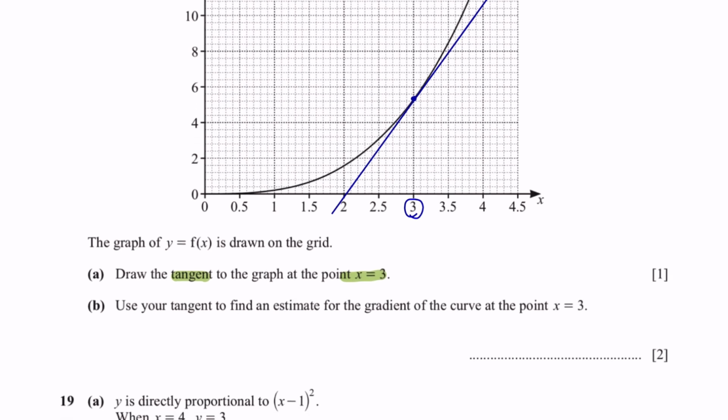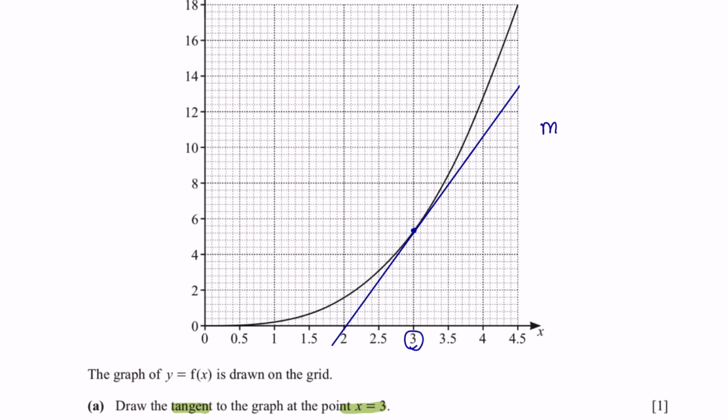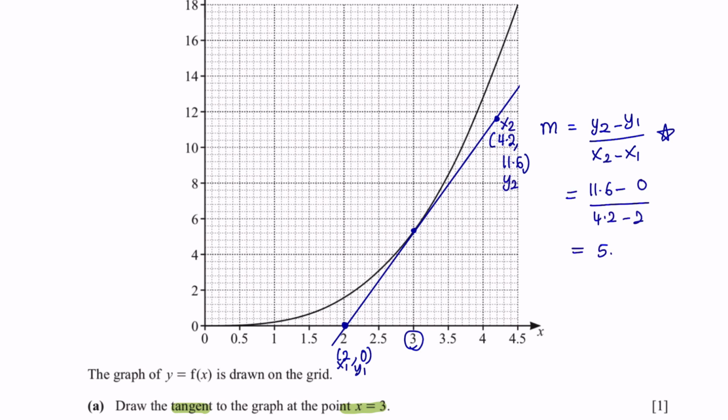Next, question B. Use your tangent to find an estimate for the gradient of the curve at this point. Okay, so look for gradient. The formula is the same as before, which is y2 minus y1 over x2 minus x1. So we're going to have to pick 2 points furthest from each other and then substitute it into our formula. I will be taking this point, which is 2 and 0, and the next one would be here, which is 4.2 and 11.6. So this will be x1 and y1, this would be x2 and y2, and you would get 5.3.